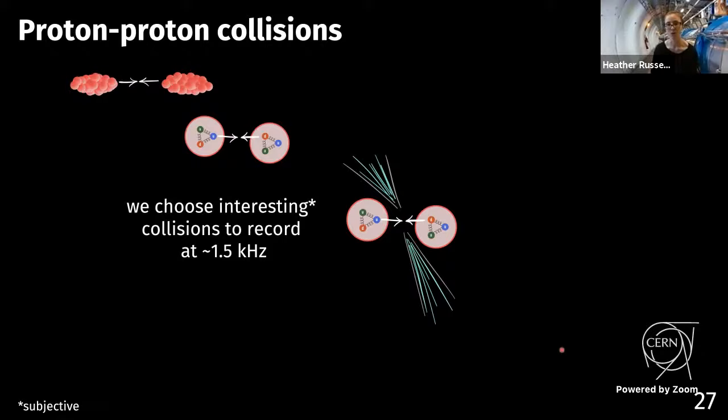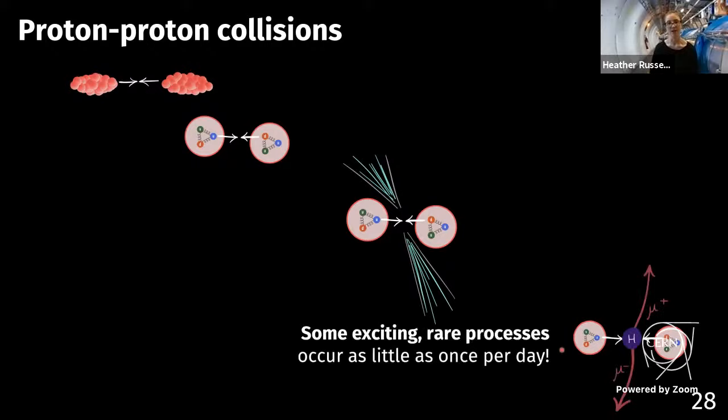And just to give some perspective for these huge rates, some exciting really rare processes that we're interested in. For example, this would be a Higgs boson decaying into two muons. These happen only around once a day or even less. So we really do need to run for a lot of days to collect these events.